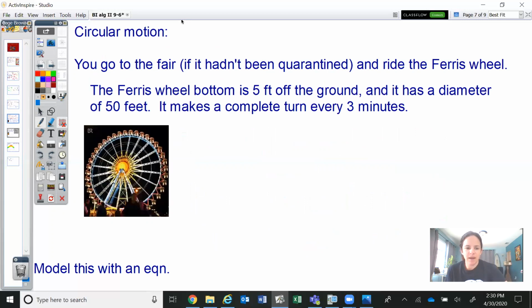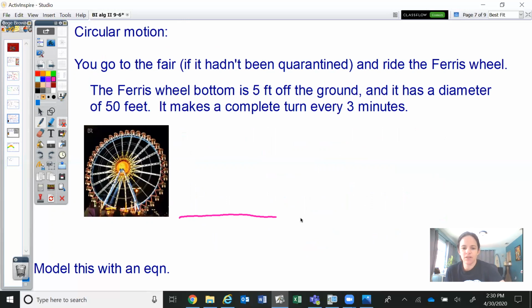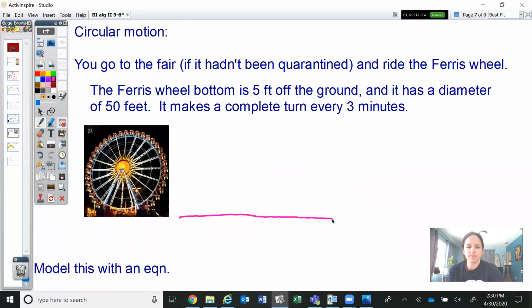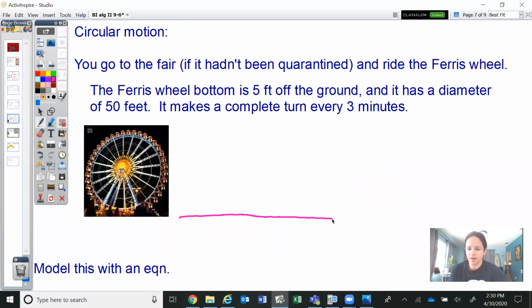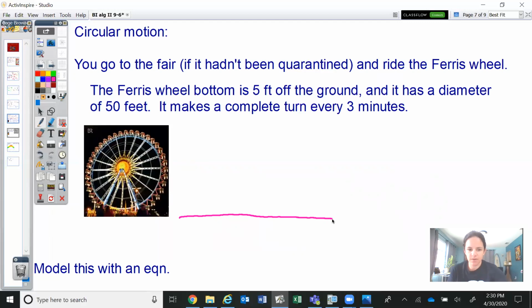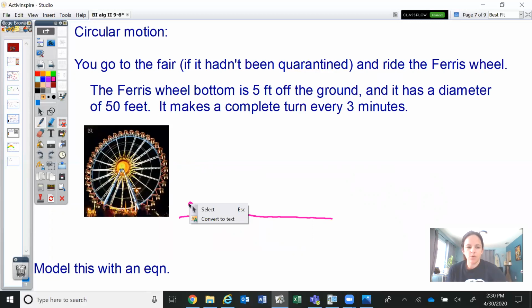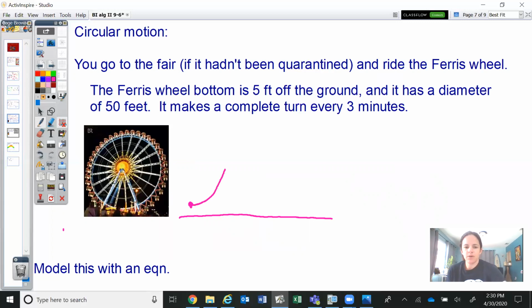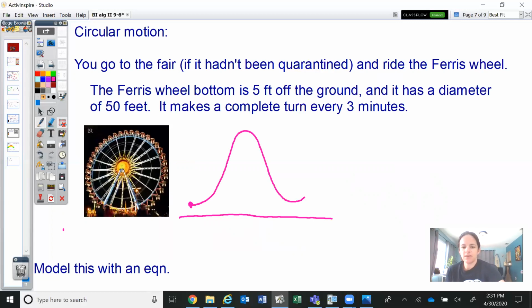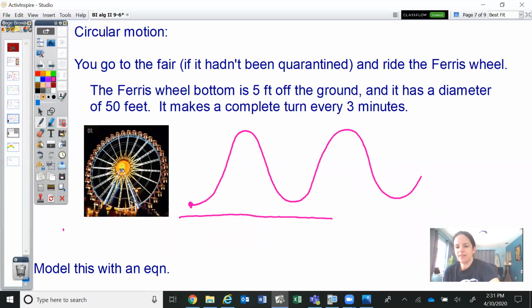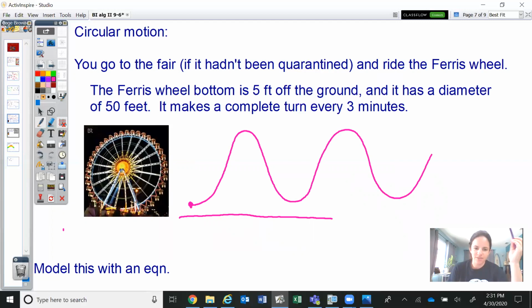let's think about what would happen. So I'm going to just draw a little picture here. This is the ground. It says that the bottom of the wheel is 5 feet off the ground. So if you're going to start on the Ferris wheel, let's just say that here's the bottom. So we'll put the bottom on there. And then what would your height look like as you travel along the Ferris wheel? Well, you would go up to the top, and then you'd go down, and then you go up, and then you go down, and hey, look at that. It looks like a sinusoid.